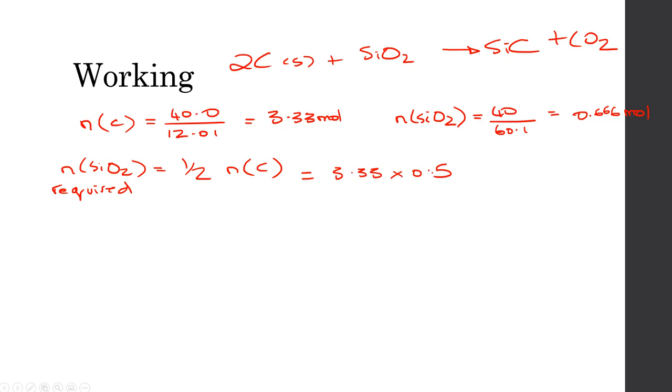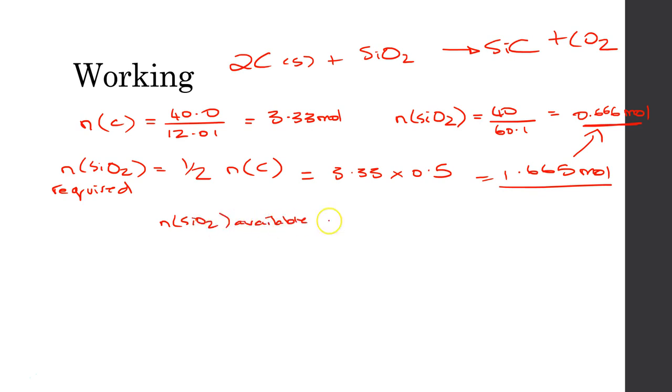So I'm going to end up with 1.665 mole. That's how much I need. If I have a look here, what I have is 0.66 mole. So N of silicon dioxide available, i.e. what I started with, is less than the N of silicon dioxide required.